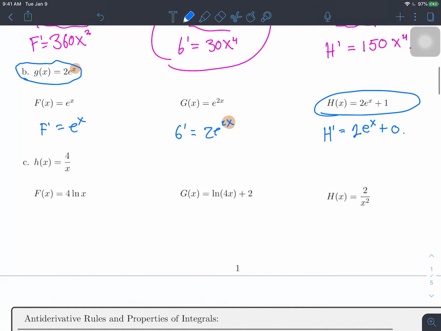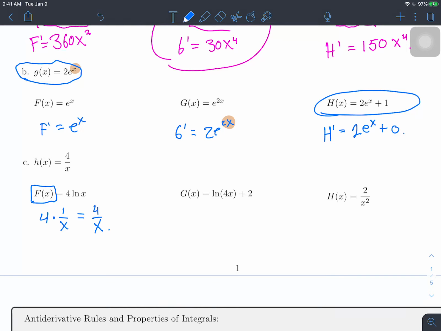All right, how about for c, 4 over x? What do we think an antiderivative for 4 over x is? Kevin? Is it F? Capital F, let's try it, do the derivative. The 4 is going to float. And then we get 1 over x for the derivative of ln, which is 4 over x. So Kevin, I think you're absolutely right.